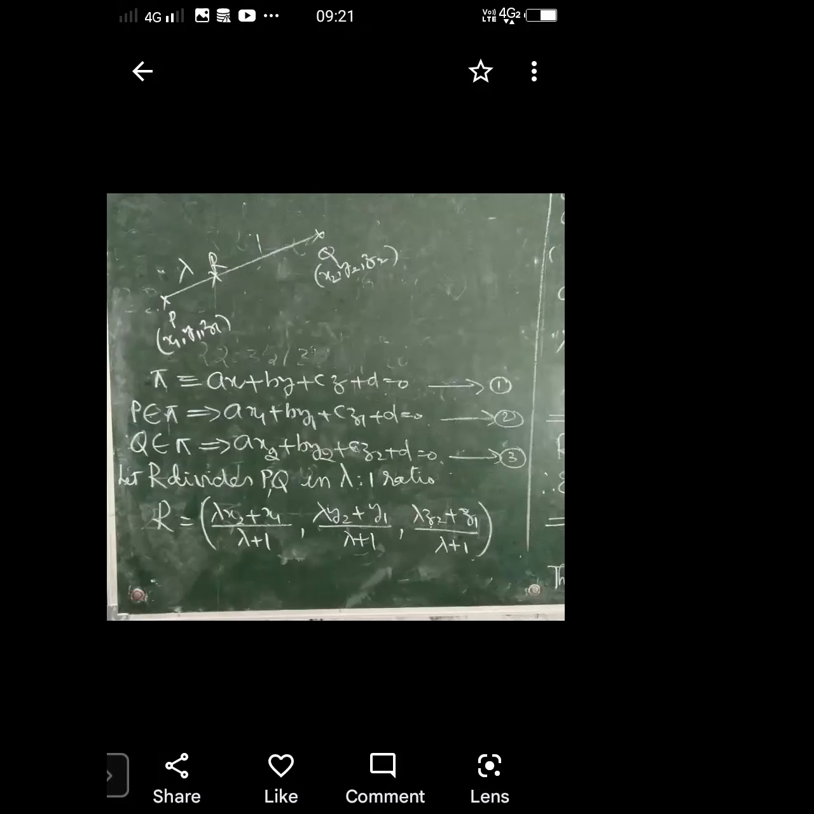We are going to prove that a linear equation in XYZ represents a plane. The linear equation in XYZ is represented by Pi: AX plus BY plus CZ plus D equal to zero. Now take P and Q, namely P (X1, Y1, Z1) and Q (X2, Y2, Z2), to lie on the plane.